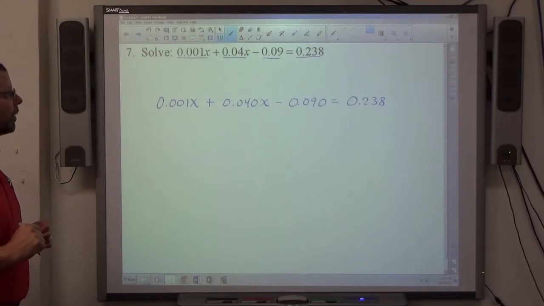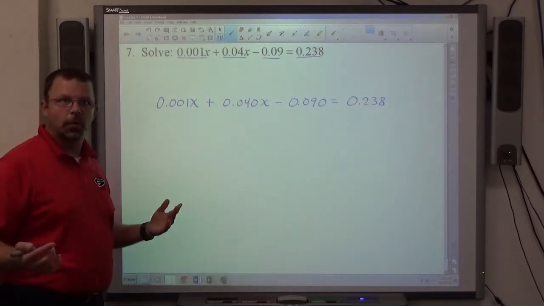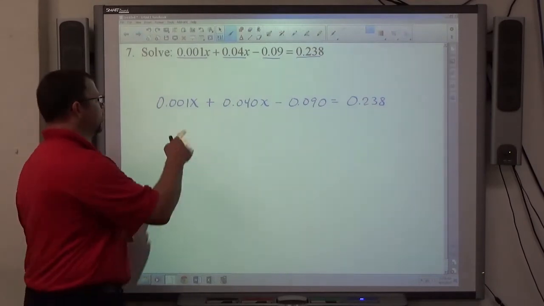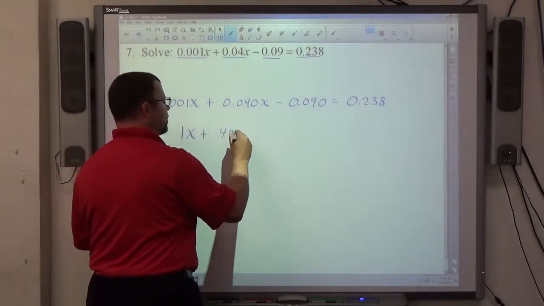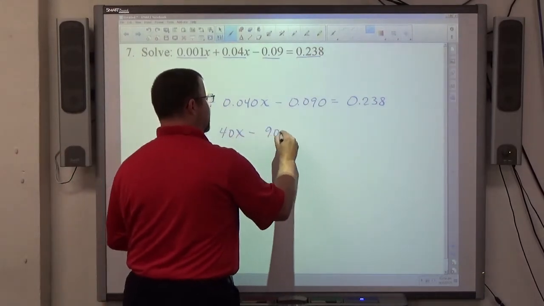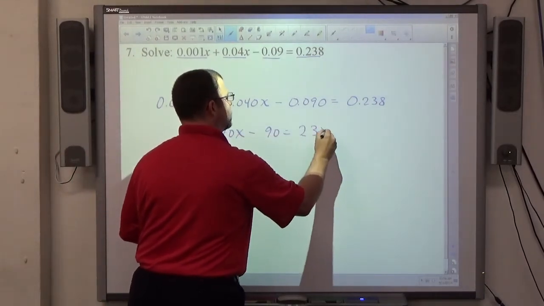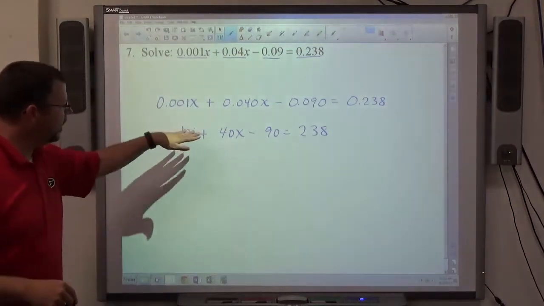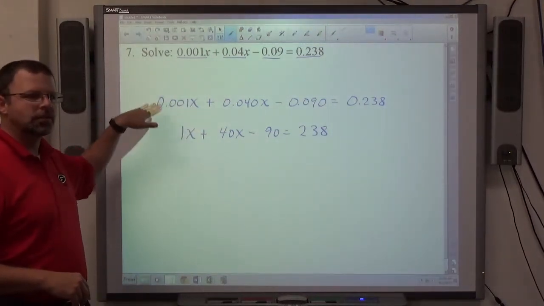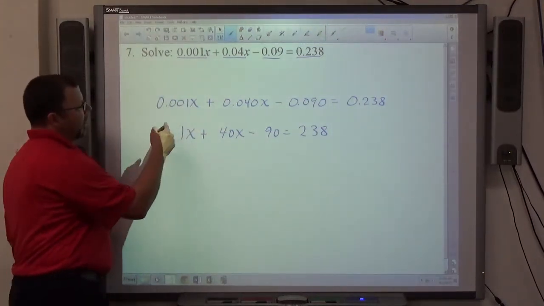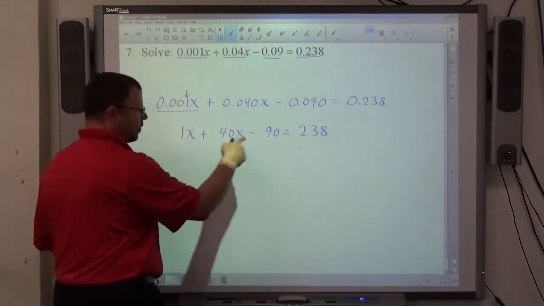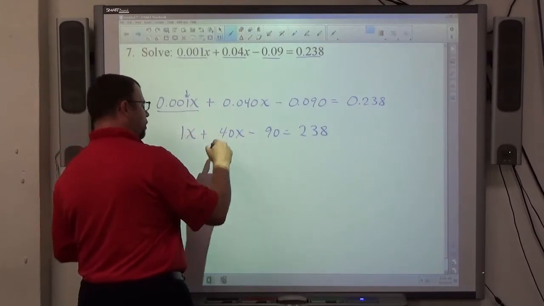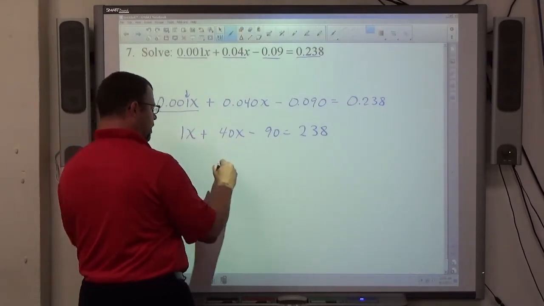Once everything has 3 decimal places, drop all the decimals off, and you're left with an equivalent equation that has no decimals in it. So this becomes 1x, this becomes 40x, this becomes minus 90, that becomes 238. And just like that, I've made a much easier looking problem that has the same answer. It's easy enough to do. I do recommend, if you have this thing going on here, to actually put the 1 there so that there's no mistakes, and simplify. 1x and 40x makes 41x.